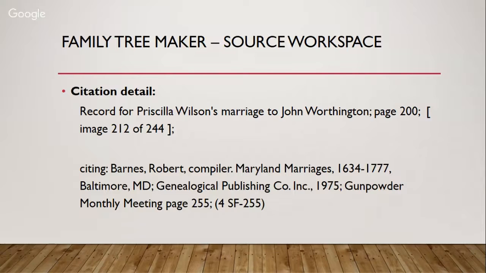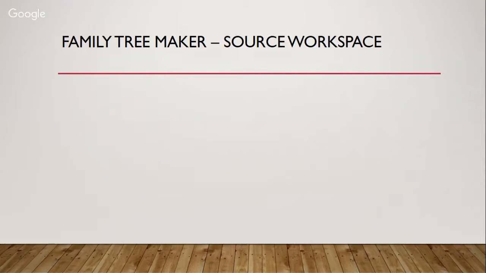I want you to be able to go back and find what I looked at, and I'm adding the breadcrumbs back to where the original document is. If I ever get down to Annapolis, which is where the Hall of Records are, I won't have to look. I have the information I need to find that record. So that was the citation detail field in Family Tree Maker.